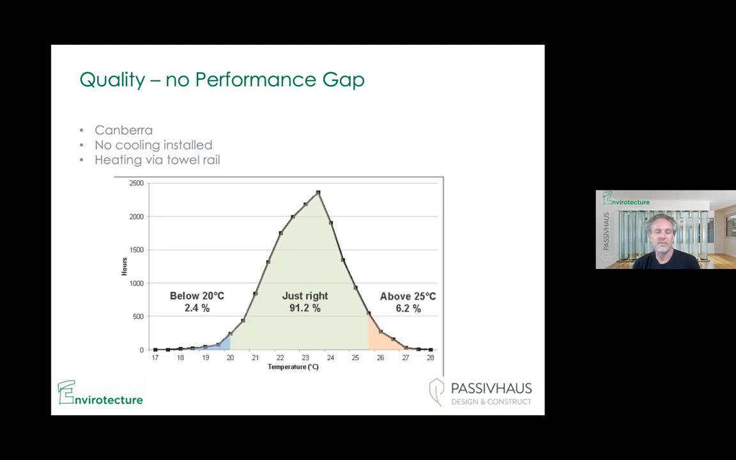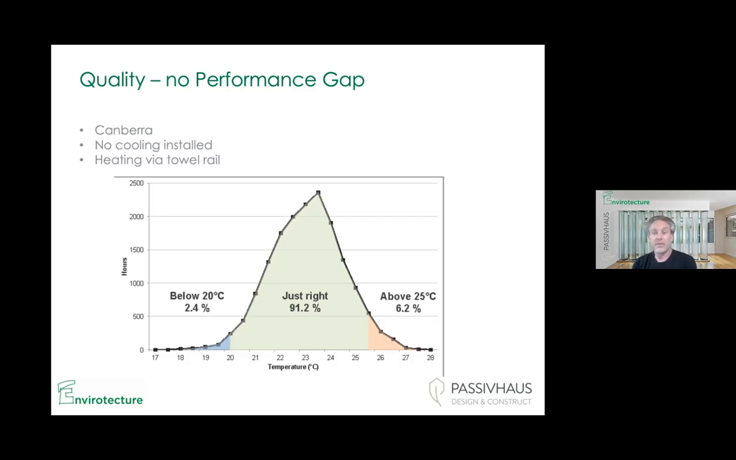The data on the screen is actually from a colleague's house in Canberra. It's about 7-8 years old by now, and he just plotted the temperature over a year. And as you can see, this is, as it says there, no cooling. His only heating system is him, his kids, they don't have a dog, and the towel rail in the bathroom. And as you can see, it sits extremely comfortably between 20 and 25 degrees.